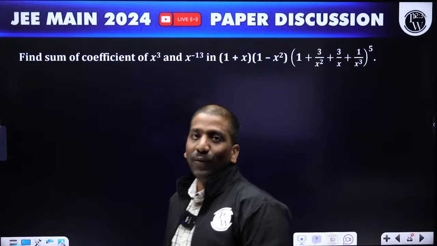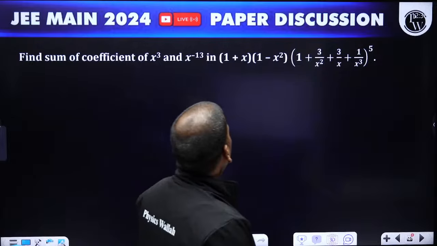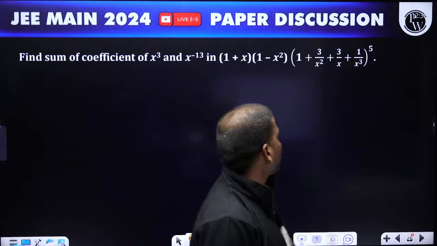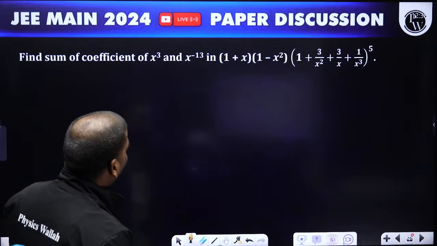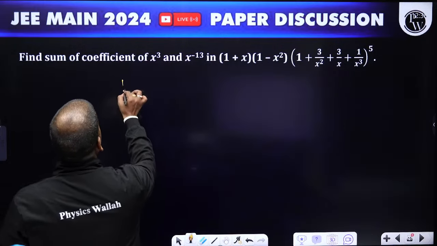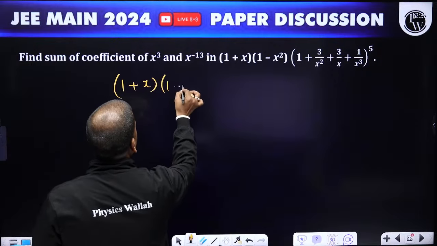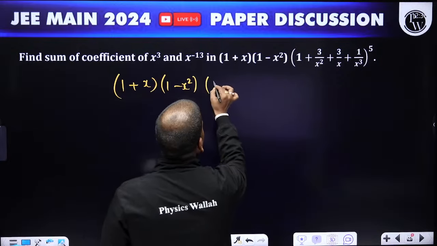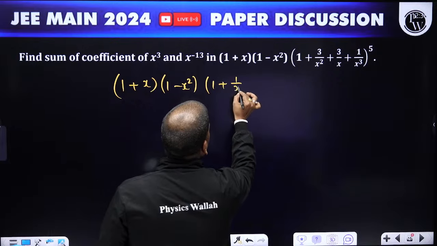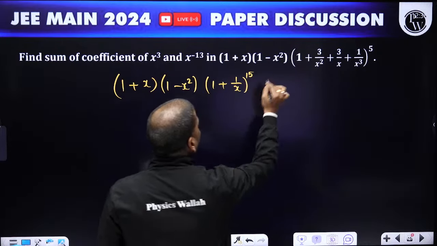Next, another beautiful question from binomial theorem. (1 + x)(1 − x)^2 times (1 + 3/x^2 + 3/x + 1/x^3) to the power 5. Again, this question tests our presence of mind when we look at this expression. If you observe, that is nothing but (1 + x)/x whole cube, 3 times 5, so 15. Have you noticed here?